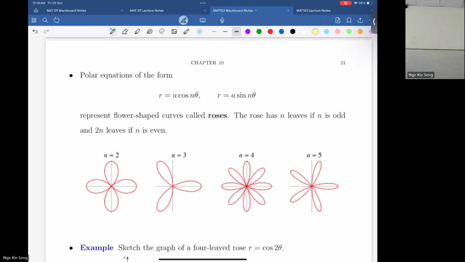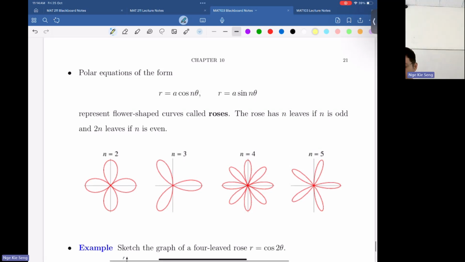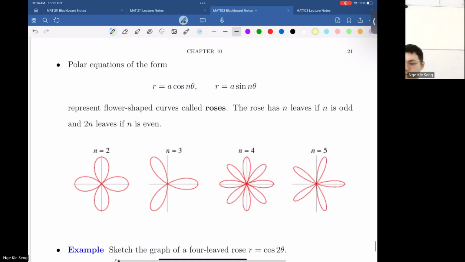You want to try out first? You try first, and then we discuss. Try graph this r equals cos 2t. Use the r theta plane technique to do it. Try and graph this 4-leaf rose. I'll let you try. I give you 3 minutes. Use the r theta technique that we had just now.